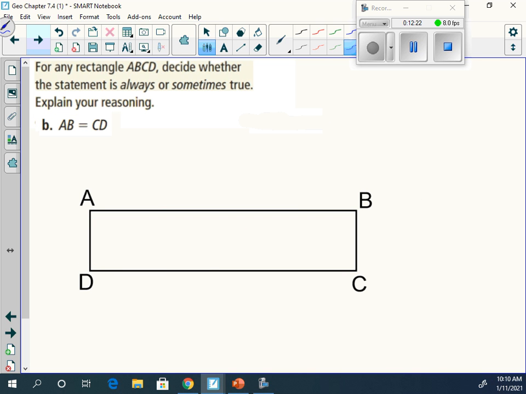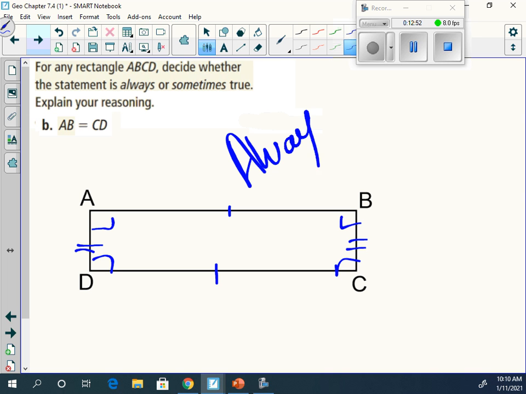Use your reasoning to determine whether AB and CD are congruent. Okay, well, since it is a rectangle, we know all 4 angles are going to be 90 degrees. Since it's a parallelogram, opposite sides are congruent and opposite angles are congruent. Do I need any more information to figure out whether AB and CD are going to be congruent? So is it sometimes or always? Always. You're just one question ahead. This is always mainly because it is a parallelogram. The opposite sides in a parallelogram are congruent. So this would always be true.